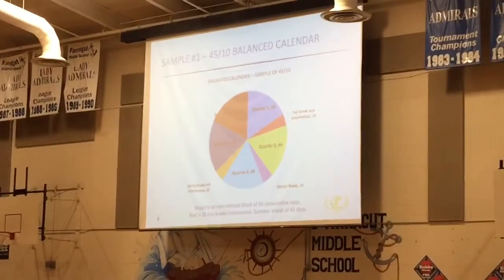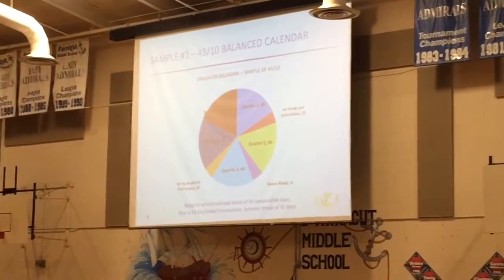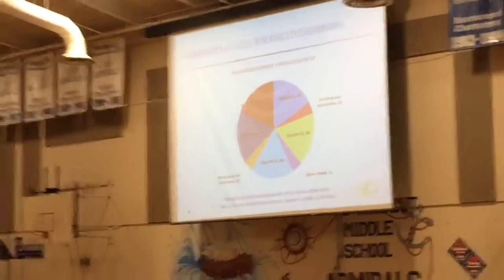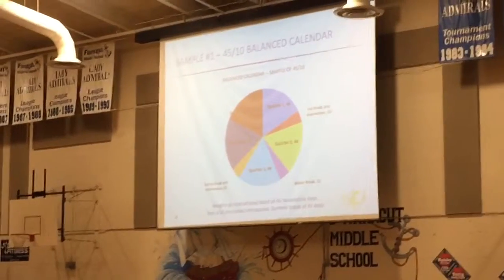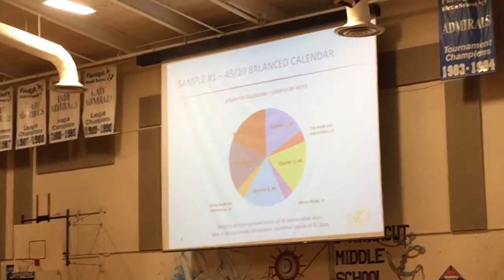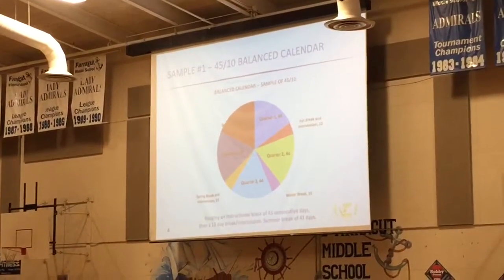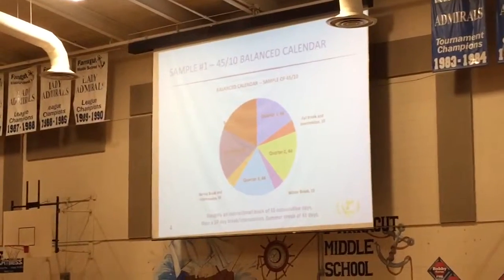And then third quarter, come back and go for 44 more days, then that 10-day intersession spring break. Finish up the school year with 45 days. And on that, I can't really see, but it looks like it's a 43-day summer break.